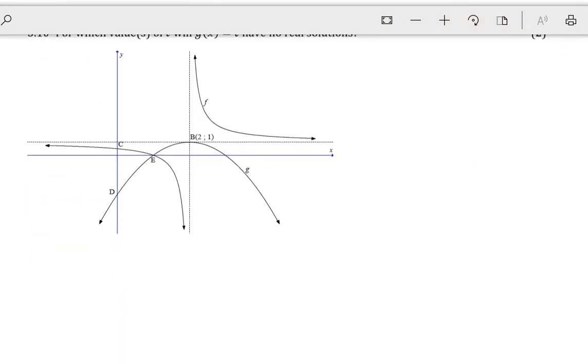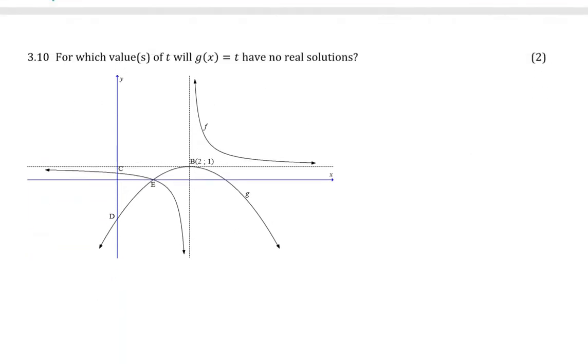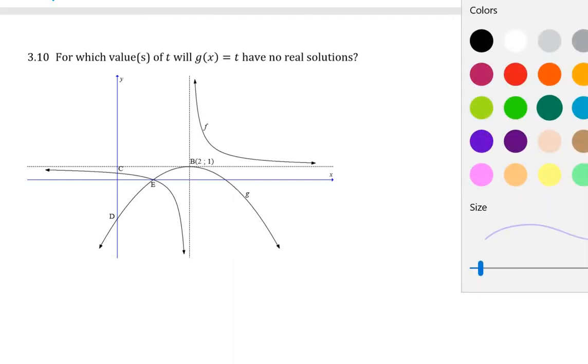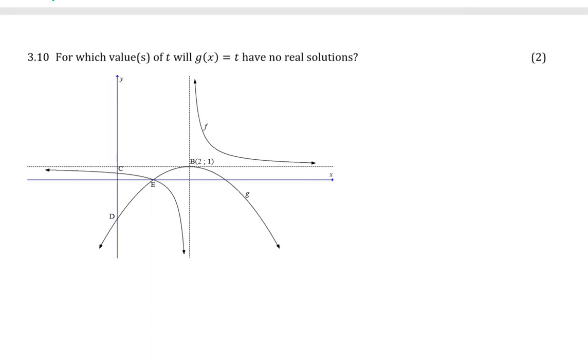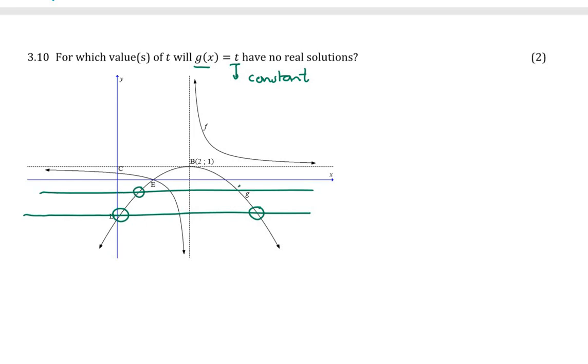Okay, I think this is the last question for question 3. It says, for what values of t will g of x equals t have no real solutions? Now, we've done these ones before in the parabola questions. So when will the parabola equal to a constant have no answers? So if I draw on a random horizontal line, that line intersects the graph twice. And any line here is going to intersect the graph twice. Where is it going to intersect the graph once? At the turning point.